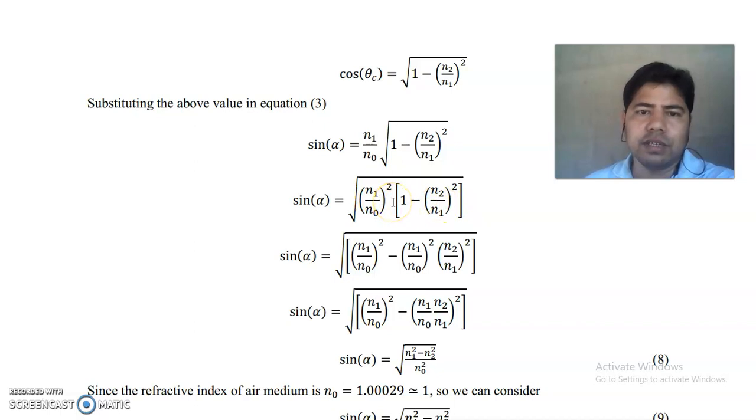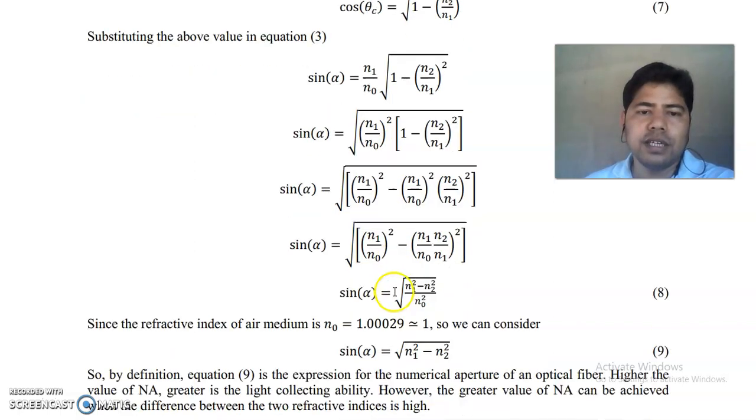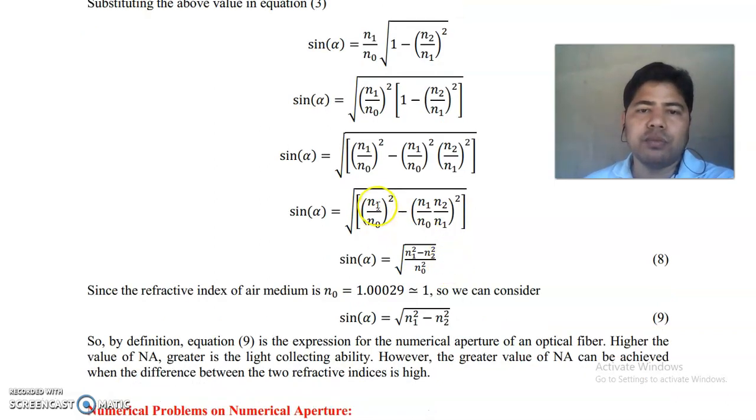From this relation, we multiply n1 by n0 with each element of the bracket. That gives n1 by n0 whole square into 1 minus n2 by n1 whole square. Here n1 n1 cancel out, giving n1 square by n0 square minus n2 square by n0 square. Taking n0 common, we have n1 square minus n2 square by n0 square, all under root.